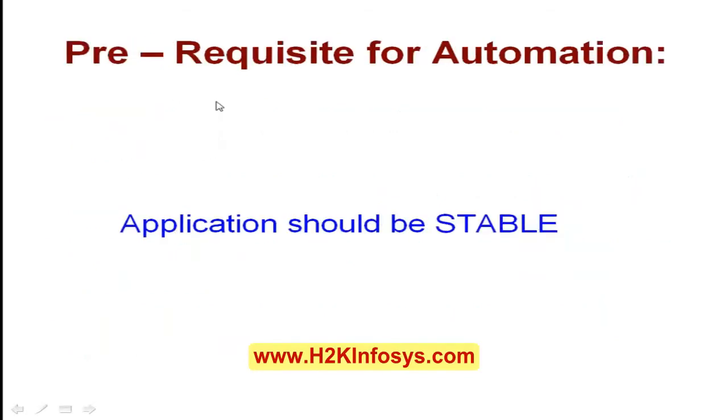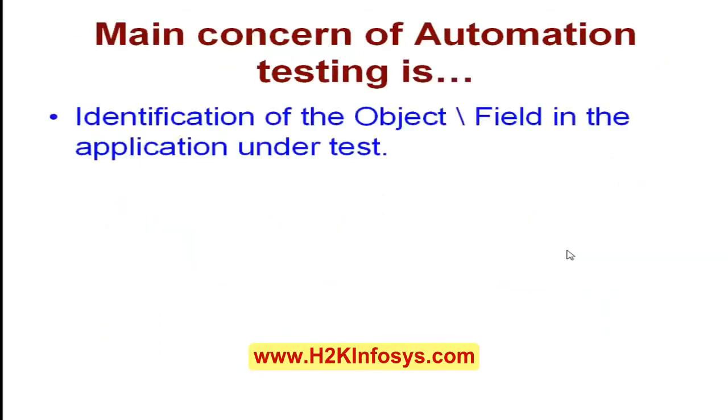Again, I'm making this point: the prerequisite for automation testing is that the application should be stable. And the main concern for automation testing is another very important point. If you get a question like what is the main concern for automation testing, it is the identification of the object or field in the application under test. We'll discuss this in detail in coming classes.